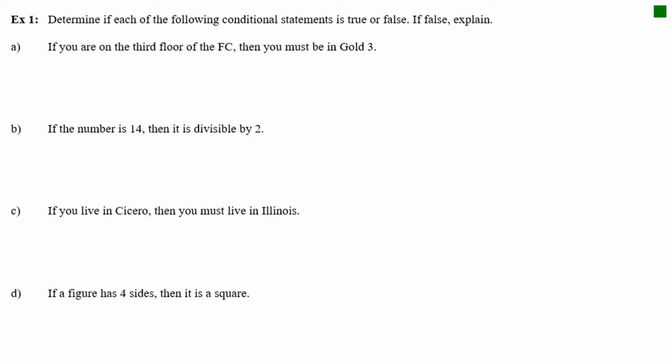A. If you are on the third floor of the FC, then you must be in Goal 3. So, if you are on the third floor of the FC is our hypothesis, which we give the letter P. Our conclusion is, then you must be in Goal 3, which is Q.